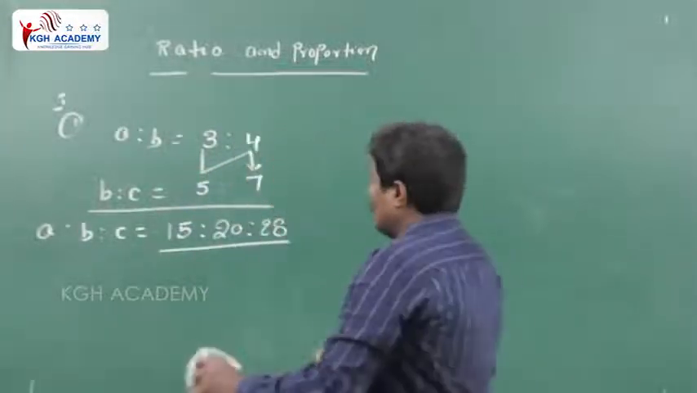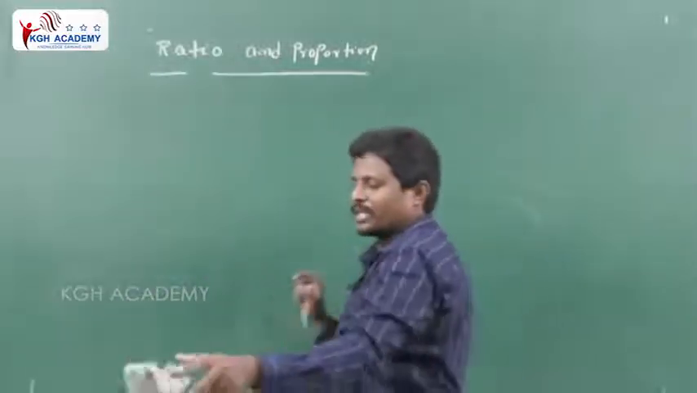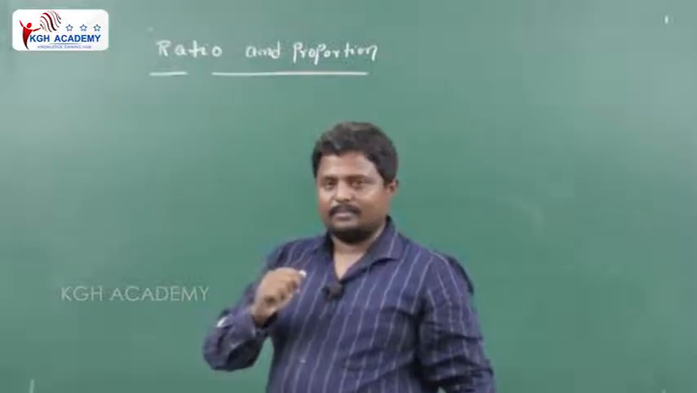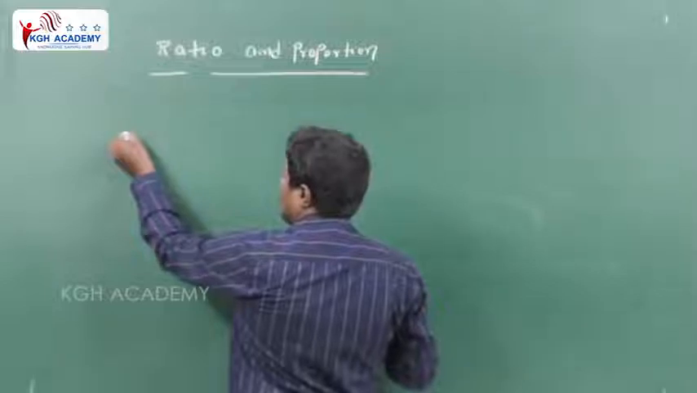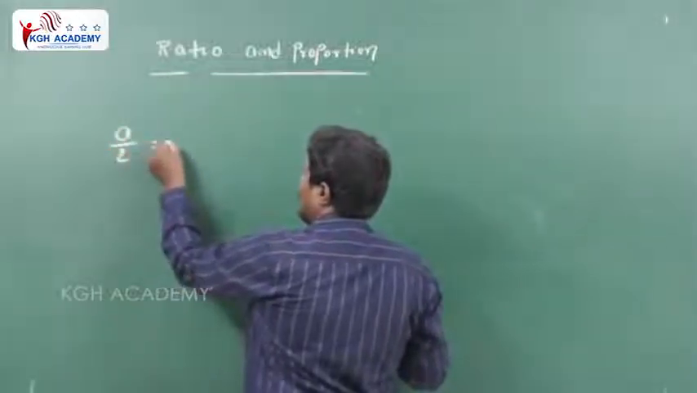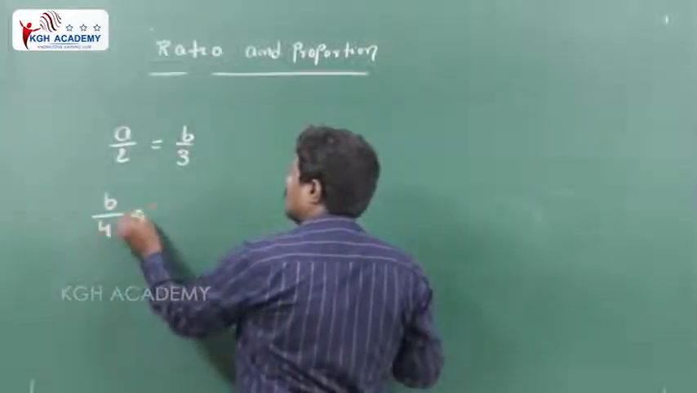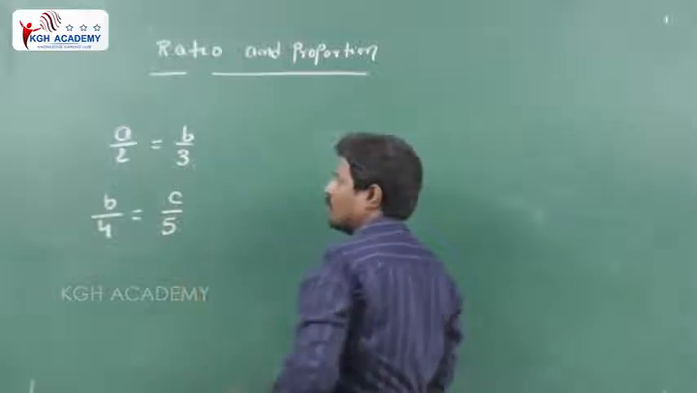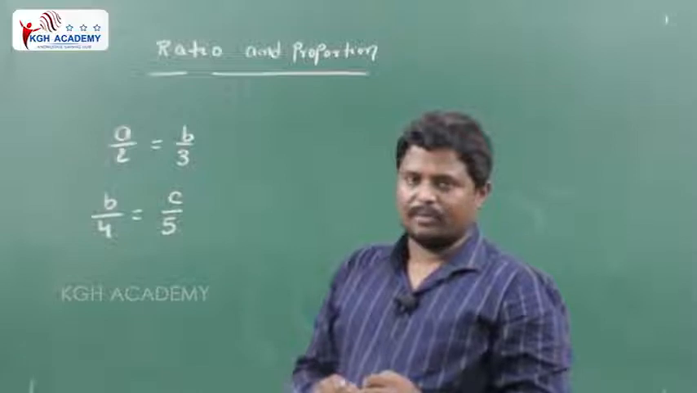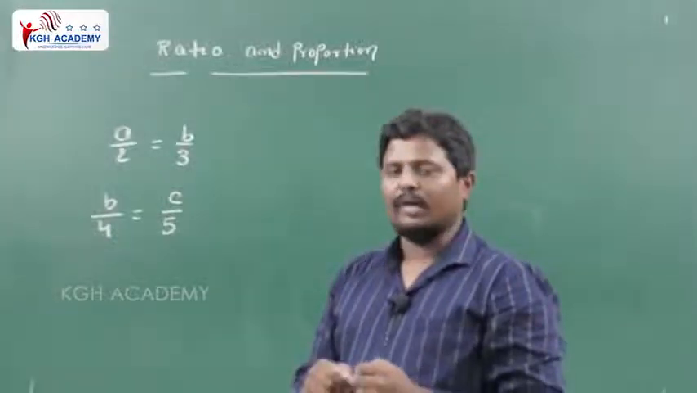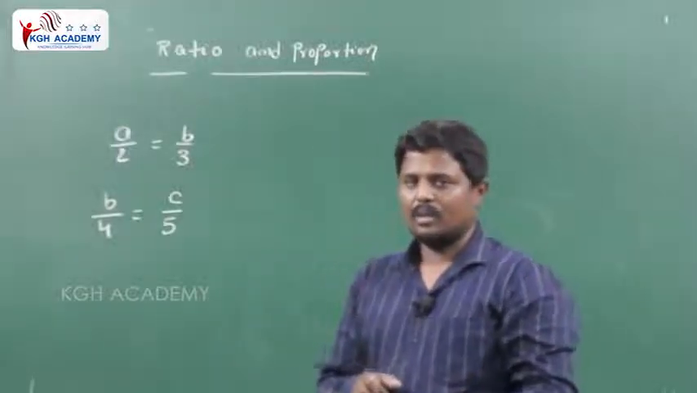Let us suppose we mention those ratios in equations, what will we do? For example, if we mention A by 2 equals B by 3, and B by 4 equals C by 5. What is the ratio among A, B and C? This is the question, sir.